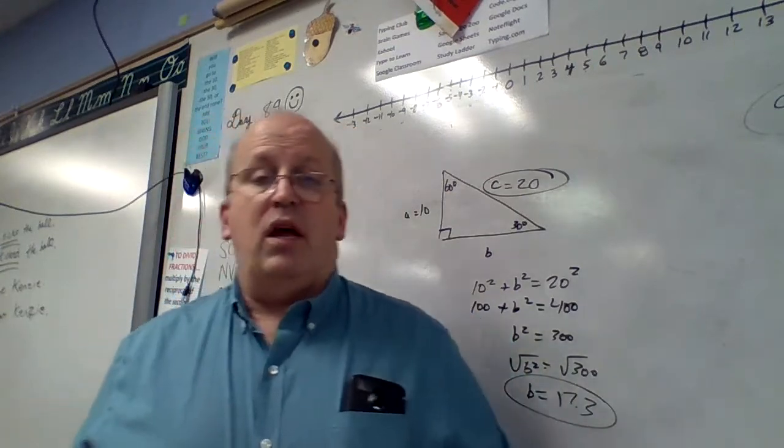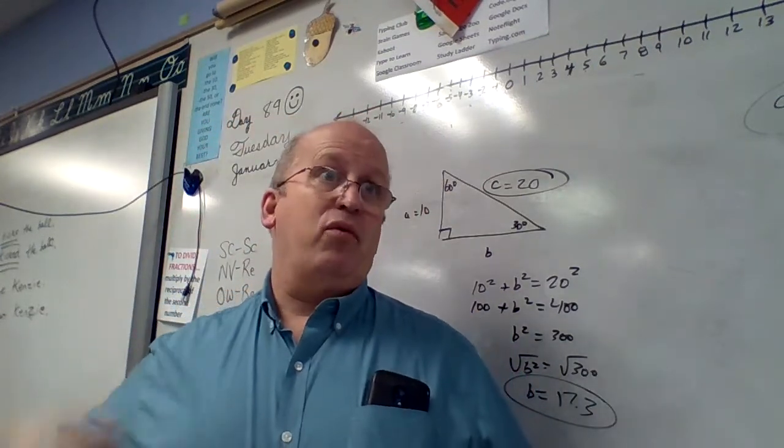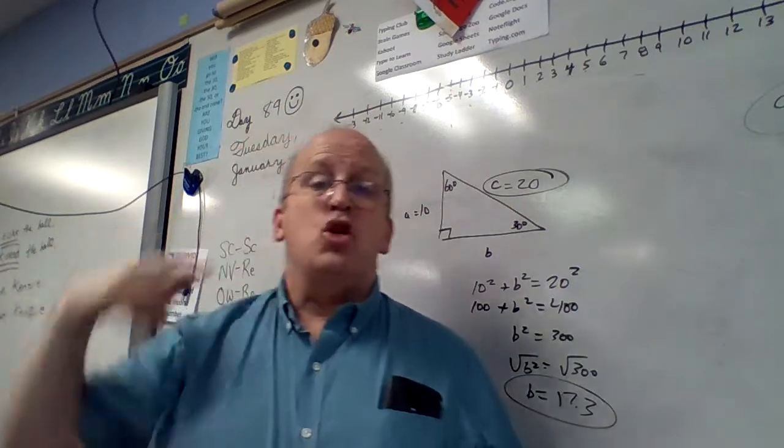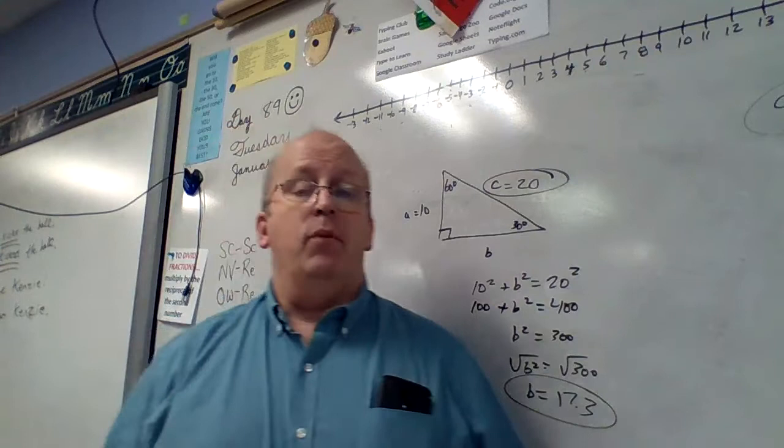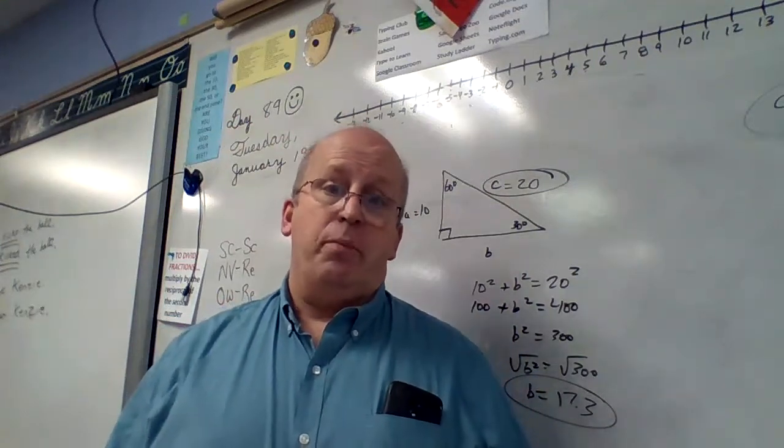Okay, don't forget that with number 8, when you have 45, 45, 90 triangles, the two legs, the A and the B value, are always going to be equal. And then to figure out the other one, use the Pythagorean theorem.